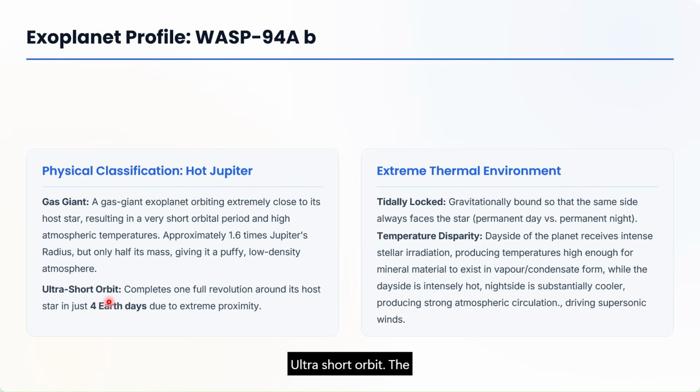Ultra short orbit. The exoplanet WASP 94AB completes one full revolution around its star in just 4 Earth days due to extreme proximity, meaning extreme closeness. Now let us understand the extreme thermal environment. It is tidally locked. What is tidal locking?